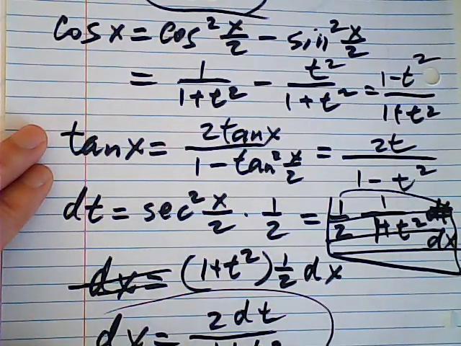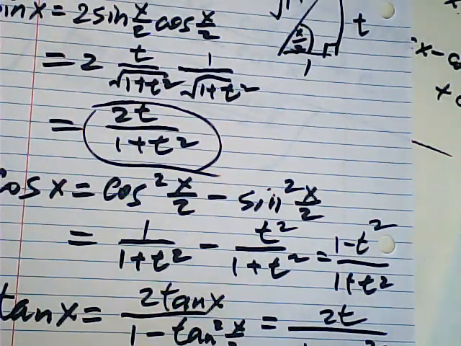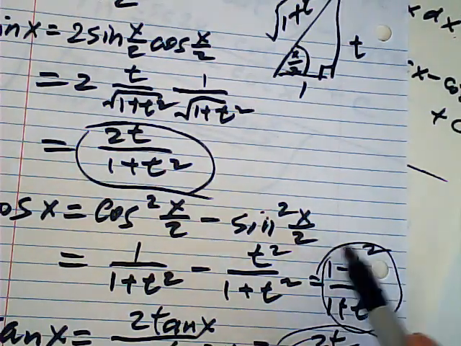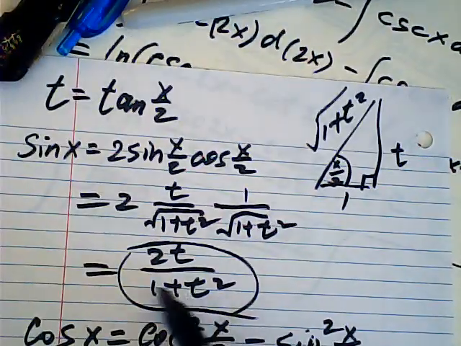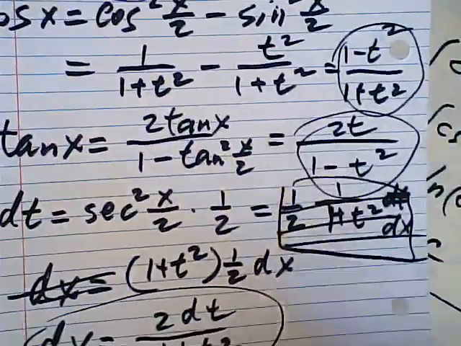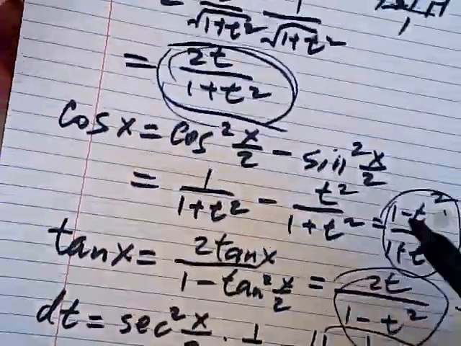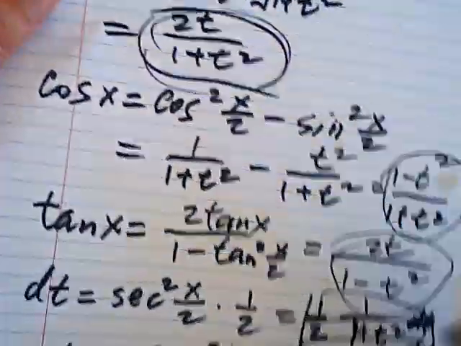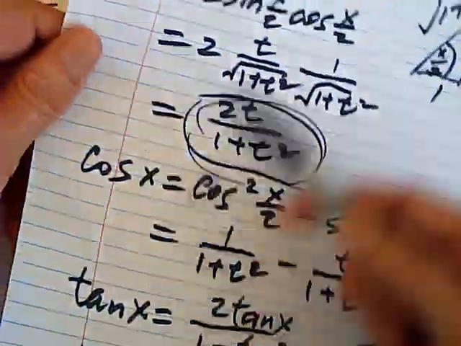Alright, so we have this. We have a tangent. We have a cosine. We have a sine. So you don't have to memorize the conversion of these functions. Just in case you forget, you can derive them by using this method.